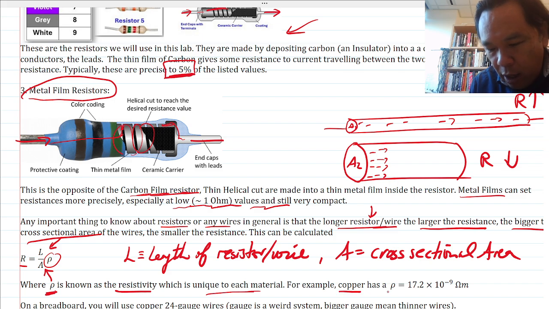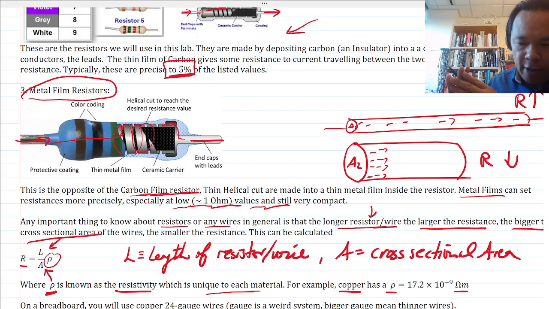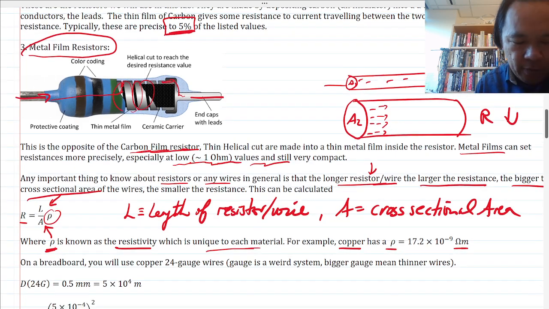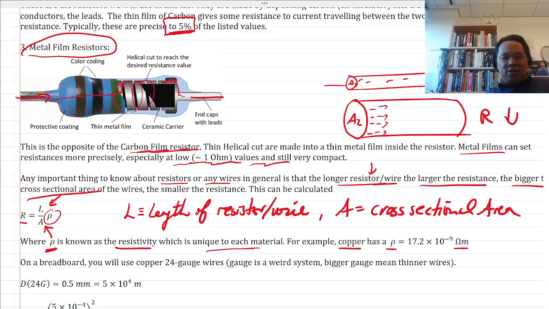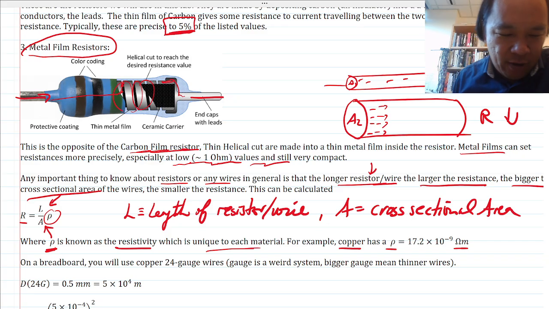For each material it is unique. For example, the resistivity of copper is about 17 times 10 to the negative 9 ohm meter. You want to think about these units very carefully. If I have a copper wire that has a cross-sectional area of 1 square meter and a length of 1 meter, the resistance of that is 17 times 10 to the negative 9 ohms, which is a very, very small resistance. Usually you don't deal with wires that big. 1 square meter wire would be very large.